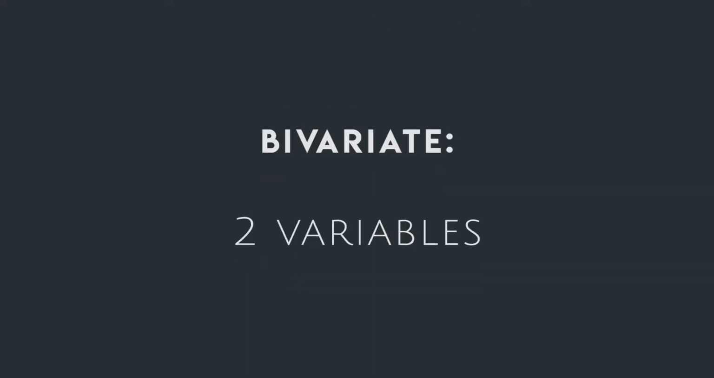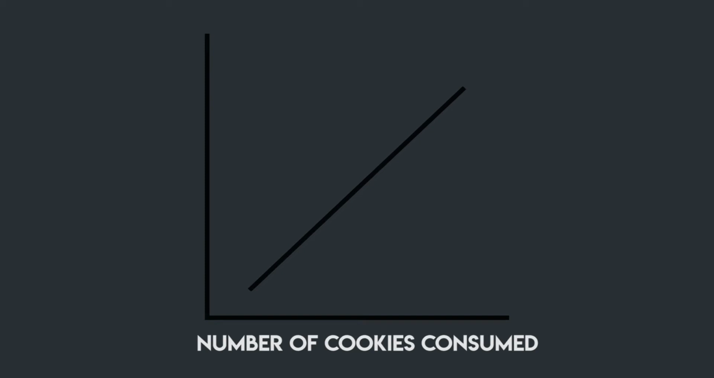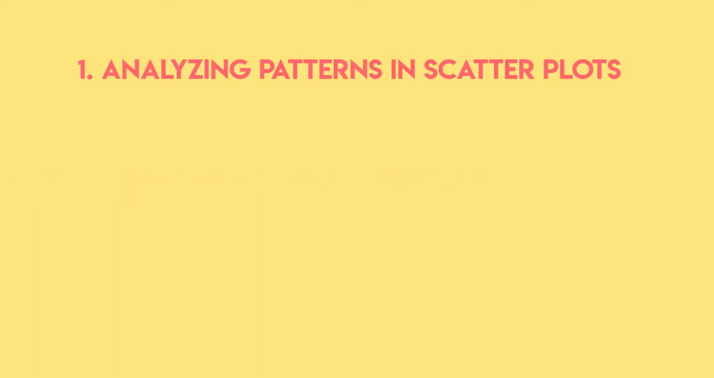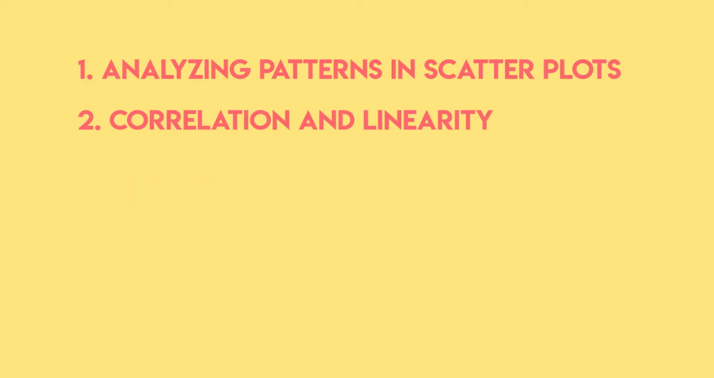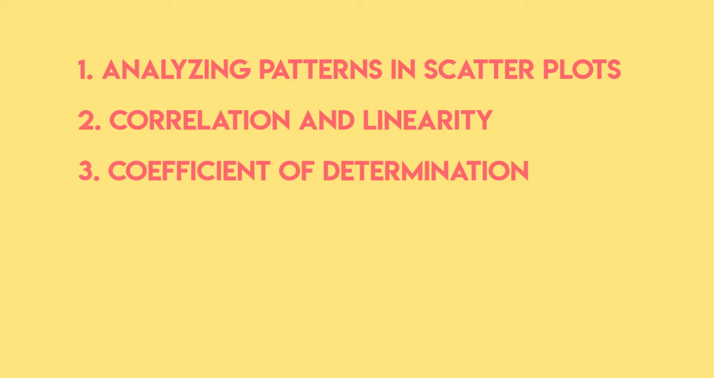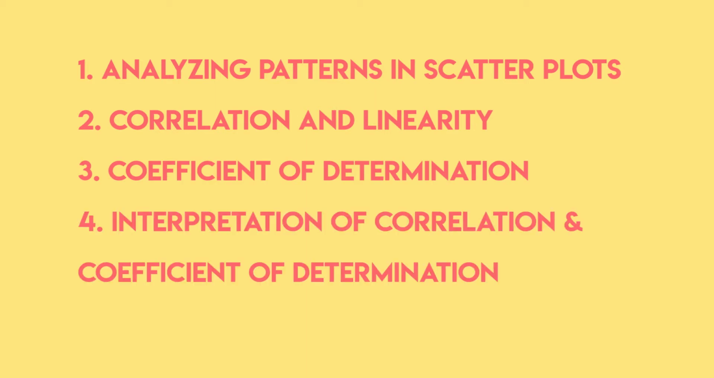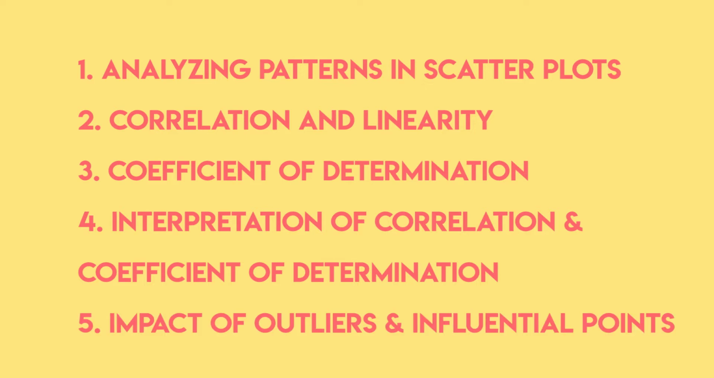Bivariate means two variables. For example, this is the explanatory variable. This is the response variable. This video is going to go over 5 main topics: analyzing patterns in scatter plots, correlation and linearity, the coefficient of determination, interpretation of correlation and the coefficient of determination, and the impact of outliers and influential points.